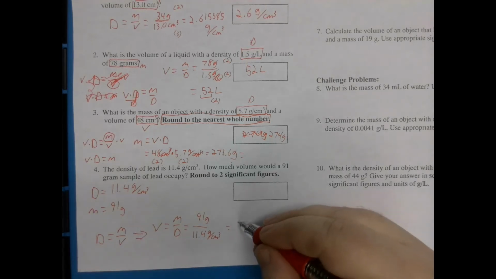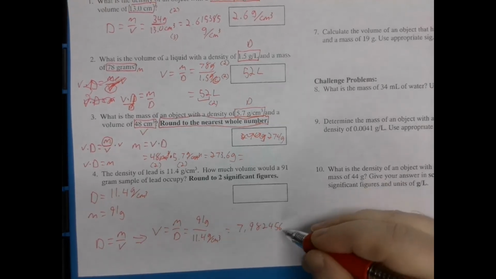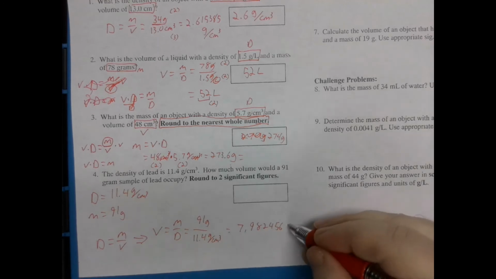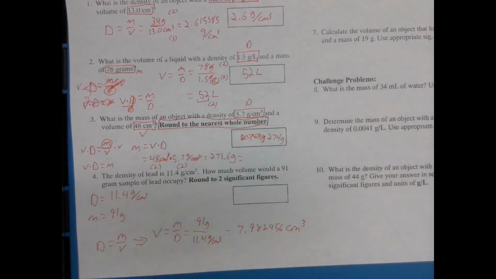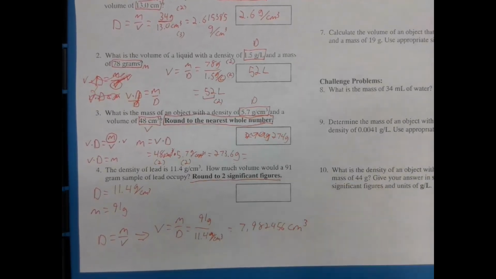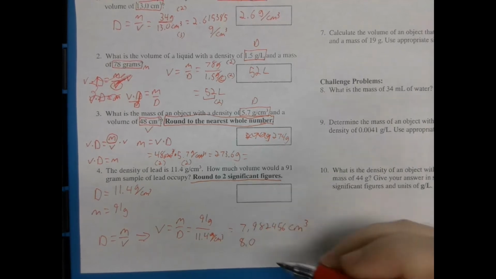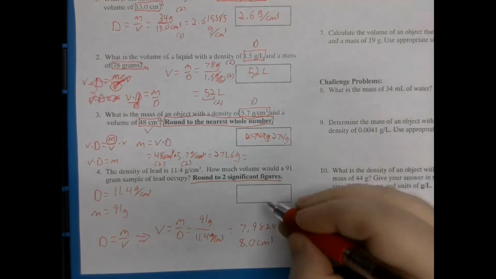And that gives us 7.982456, grams cancel out, leaving cubic centimeters. And the instructions say round to 2 significant figures. So when rounding, that would be 8.0 cubic centimeters.